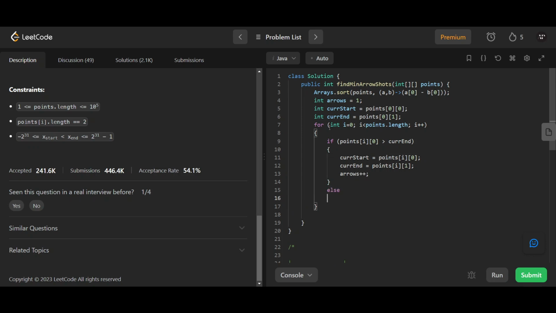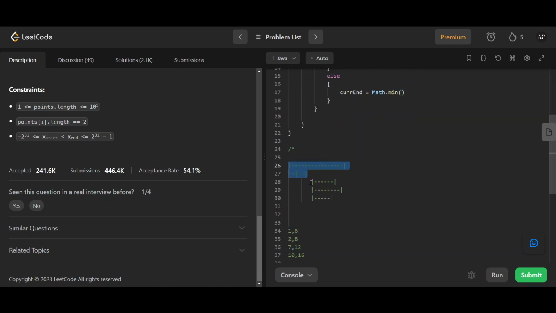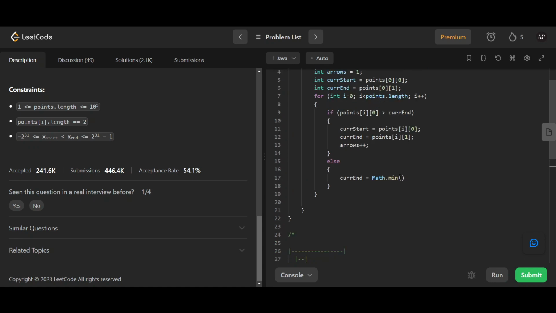And if that's not the case, that means if this guy starts before your current end, then you would take the minimum end, right, for this scenario. Like for these I'll stop, and for these I'll take separate. So current end equals to Math.min of current end and points of i 1, and that's it, right? And we'll return the number of arrows. Return arrows.